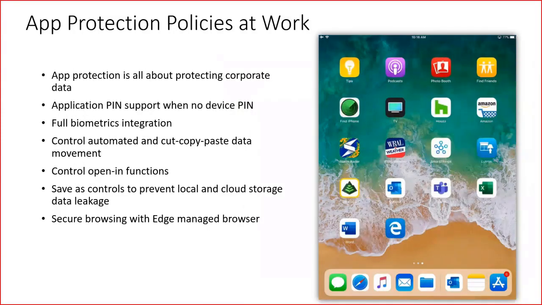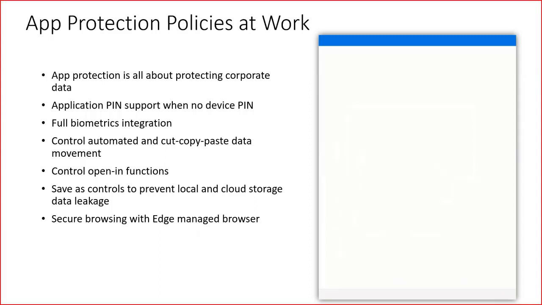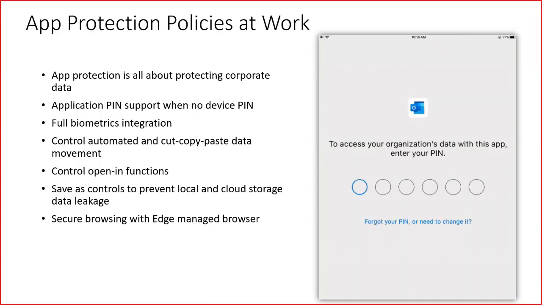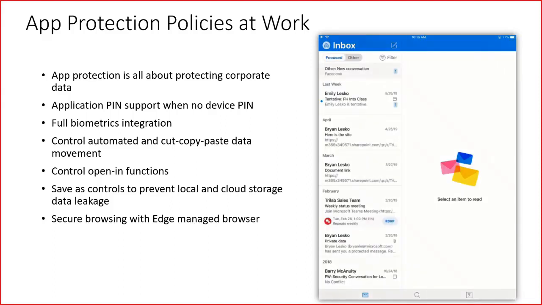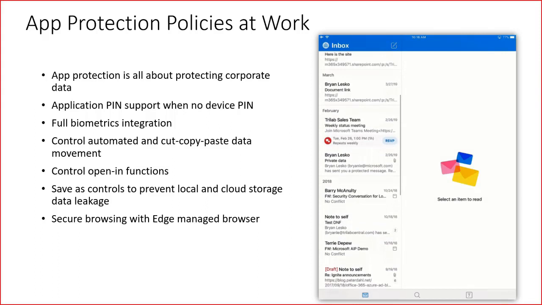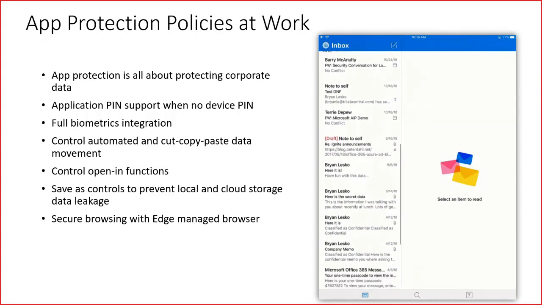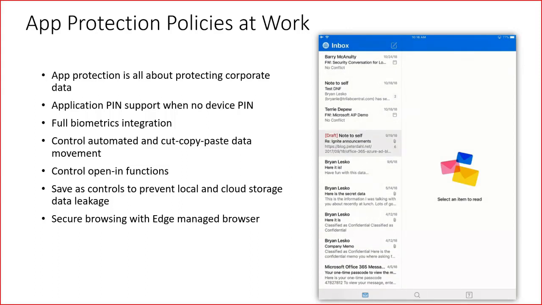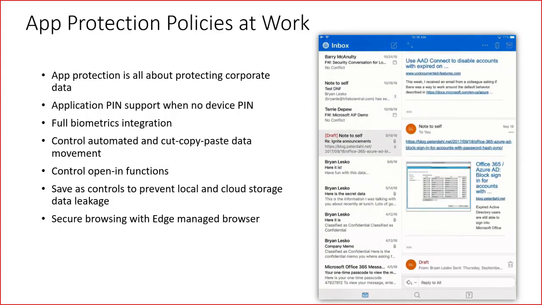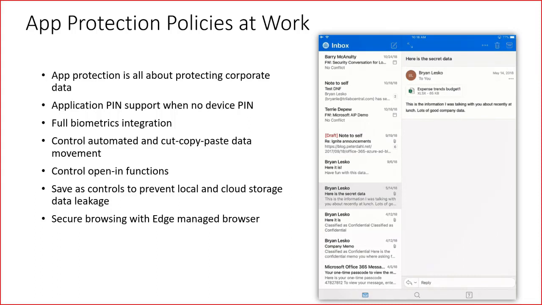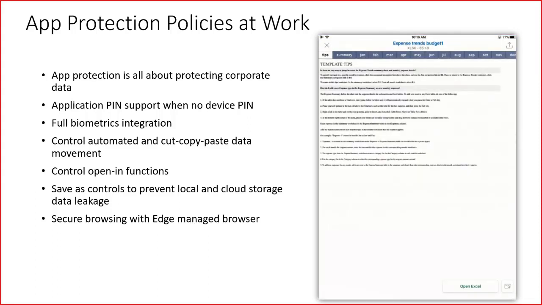Okay, so let's dig in a little bit more on how app protection works. So app protection is more than just things like pins and biometric support, but what you're going to see here is app protection is enforcing an app pin in Outlook here. That's because the device doesn't have a device pin. So when you don't enroll a device, you might want to enforce an extra level of authentication to get into those what we call managed apps. And obviously we support biometrics and facial recognition on those types of platforms.